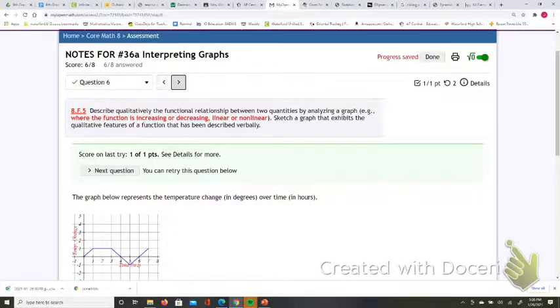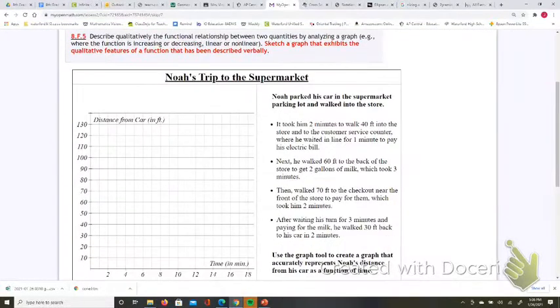Number 7. Okay, for these last 2 questions, we are going to draw the graph, okay? So it says Noah parked his car in the supermarket parking lot and walked into the store. It took him 2 minutes to walk 40 feet into the store and to the customer service counter, where he waited in line for 1 minute to pay his electric bill. All right, so that's 2 sections on the graph.